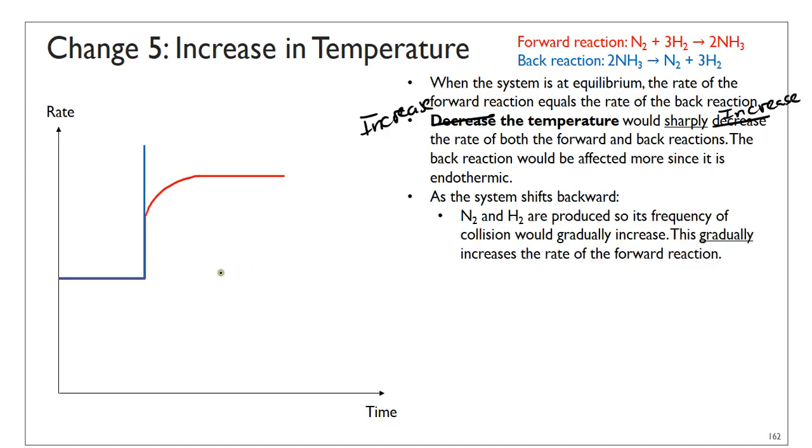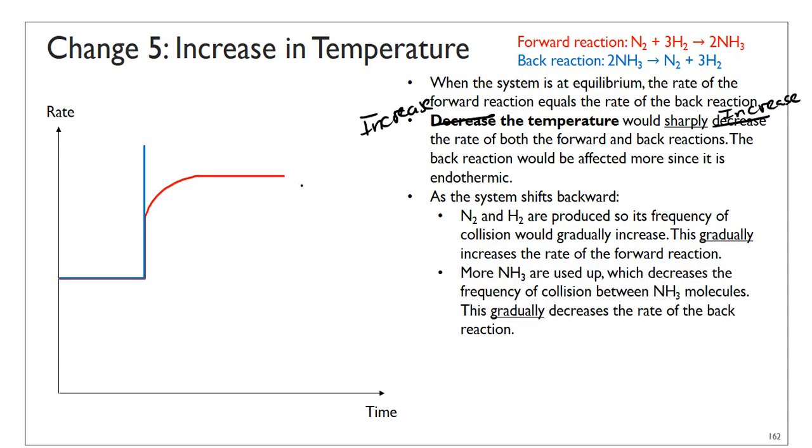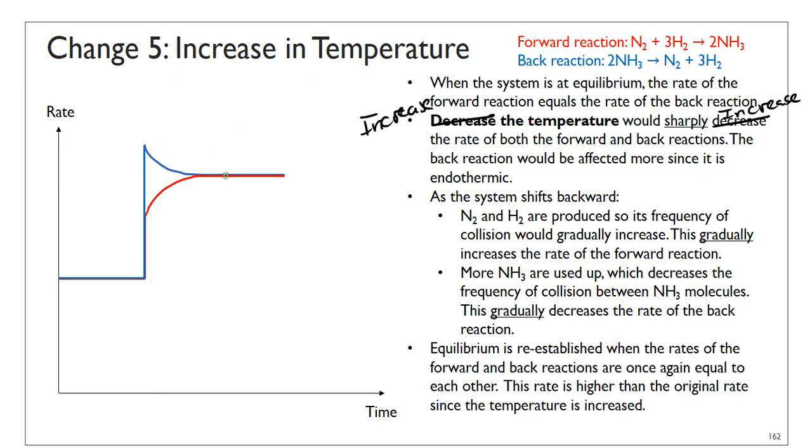Now, the system is going to shift backward to respond to this change, and then once again, you're going to have the rate of the forward reaction increase as the system shifts backwards, and the rate of the back reaction decrease as the system shifts backwards. I think the response is pretty much either the system shifts forward or the system shifts backwards. It's really just how the rate changes when the change is applied that you really need to think carefully about. And then equilibrium is reestablished as the rate of the forward and back reactions equal each other.